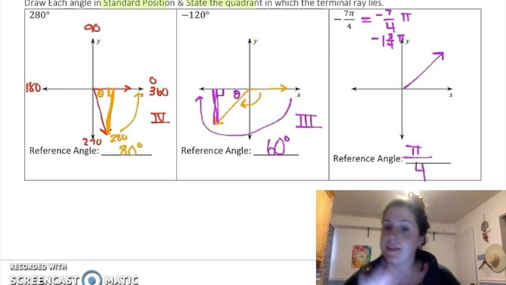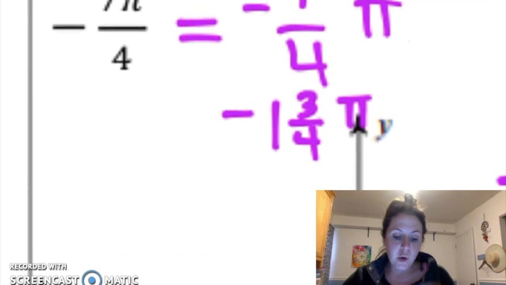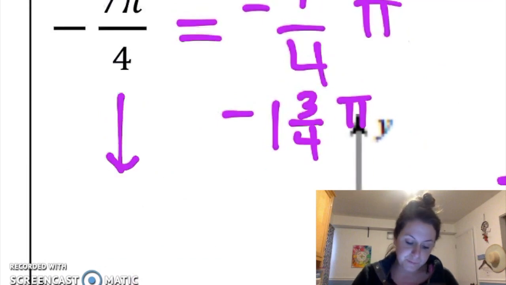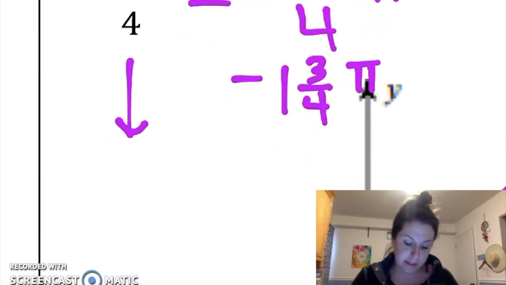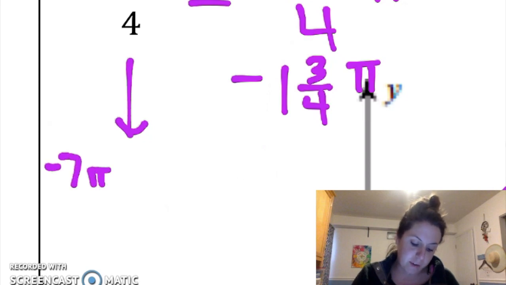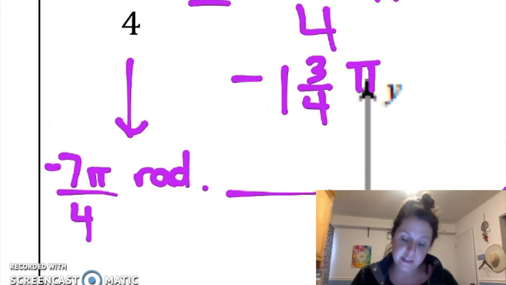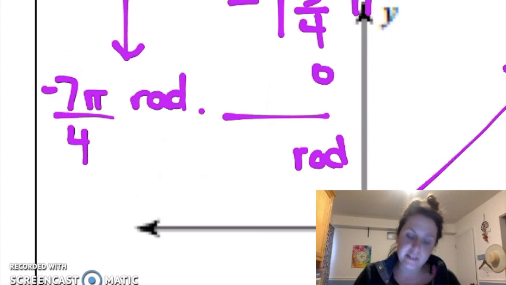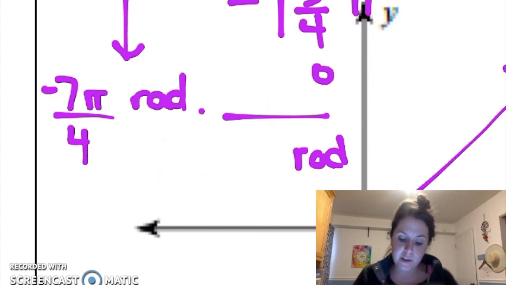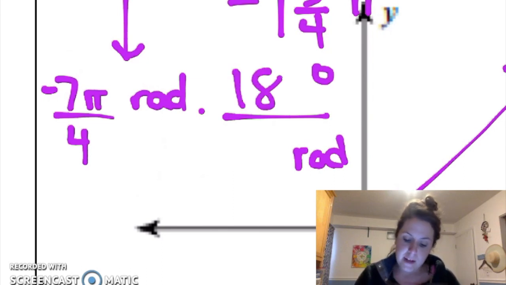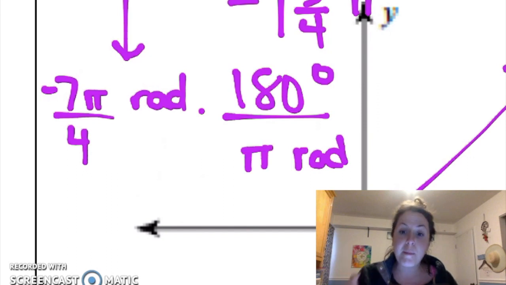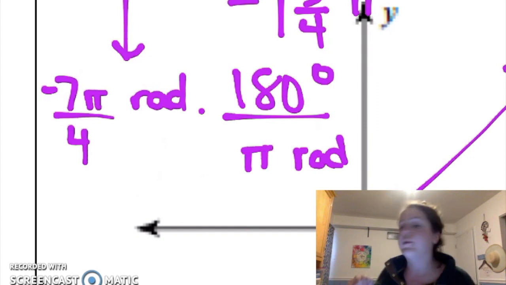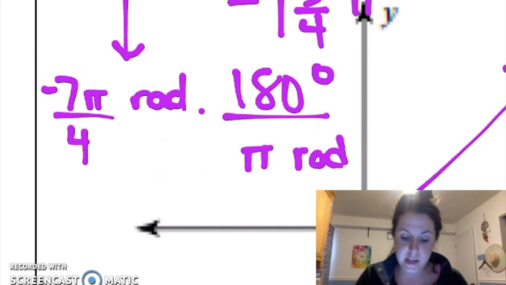Now, let's say that we panicked and we really just weren't sure how to think through that with fractions. What you can always do with a radian is take it and convert it to degrees. So negative 7 pi over 4, that's a radian, right? I want to convert that to degrees, so I'm going to put radians in the denominator, degrees in the numerator, and I'm going to have 180 on the top and pi on the bottom. Remember that that fraction is on your reference sheet, so you don't need that memorized.